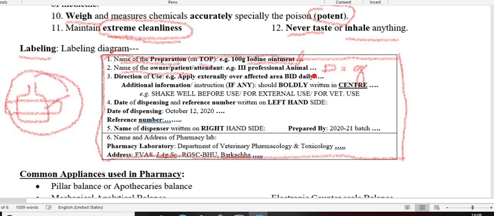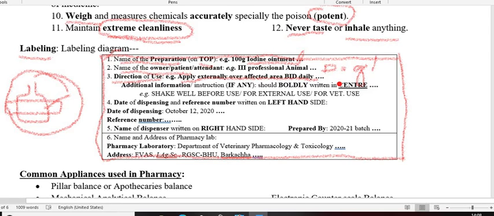You have written about the preparation, and for whom you have prepared it. Now you have to write how you are going to use it, so you write the direction. In the direction you write like this: apply externally over the affected area of wound BID daily. BID means twice daily.